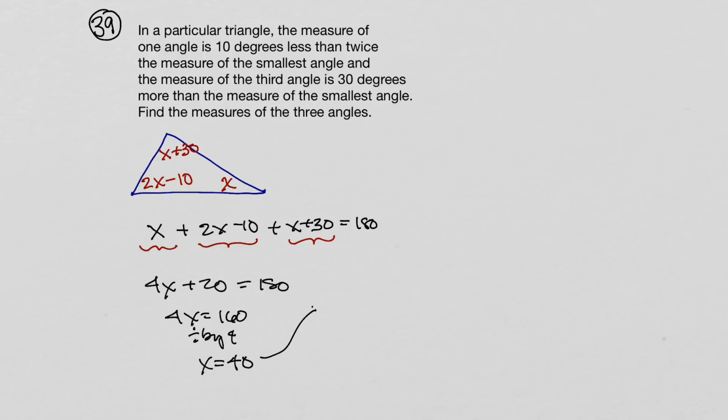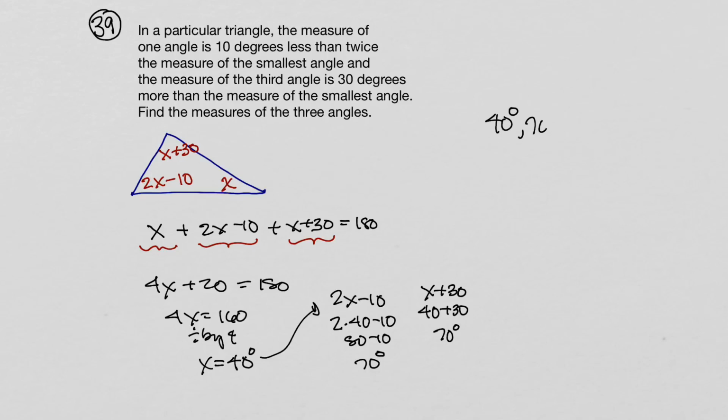I'm running out of room here. So how about this? The 2x minus 10 is going to be 2 times 40 minus 10. We'll get 80 minus 10 is 70. So we've got 40 degrees for one angle, 70 degrees for another angle. And now we've also got this angle up here, x plus 30. So let's get that one. X was 40, so we'll get 40 plus 30. That's 70 again. So it looks like our three angles are going to measure 40 degrees, 70 degrees, 70 degrees.